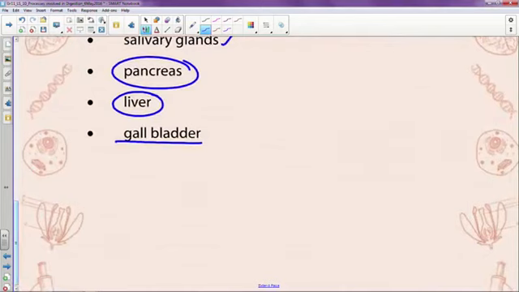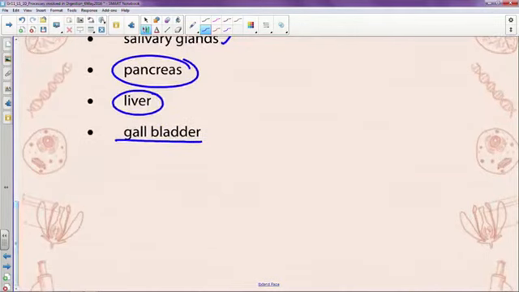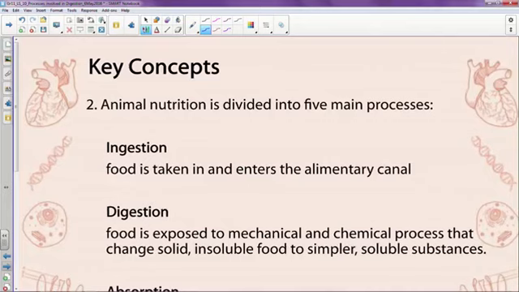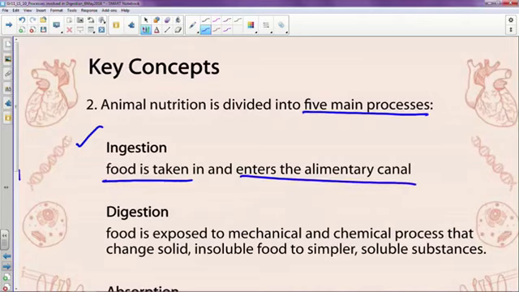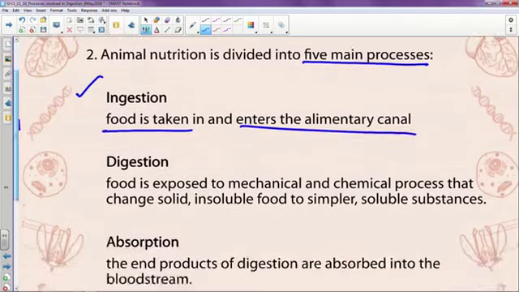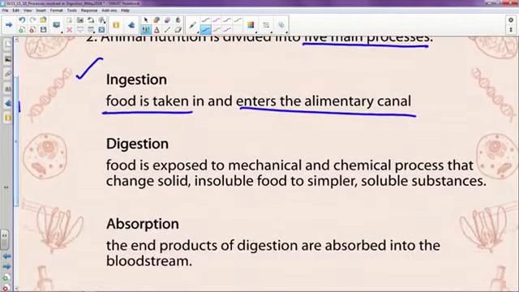Okay, so having looked at that, let's go on to looking at some of the key concepts in the process of nutrition. So there are 5 main processes that we're looking at. Ingestion, and as I said, ingestion is the process in which food is taken in and enters the alimentary canal, and that is through the oral opening called the mouth, and there it undergoes a process of digestion.